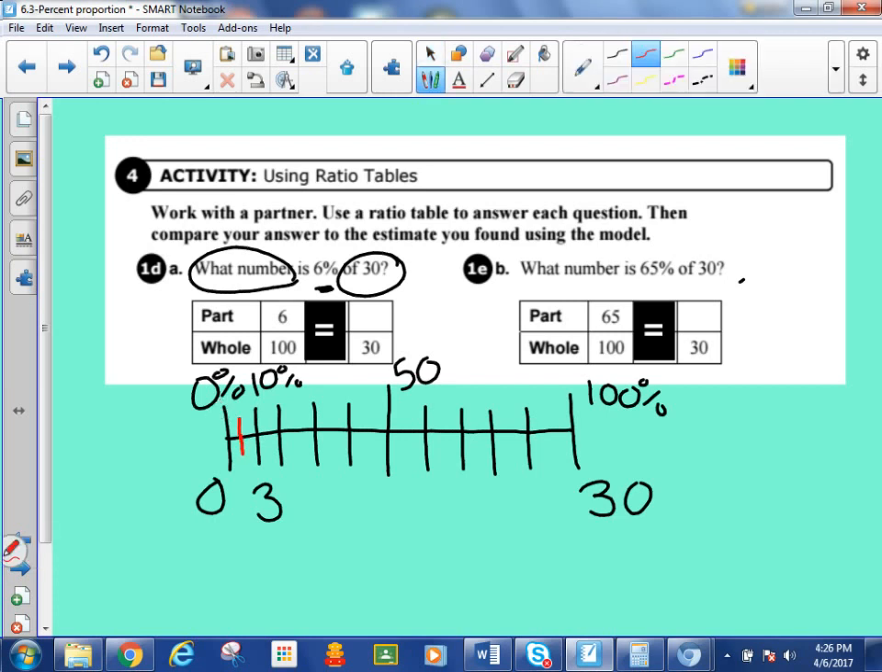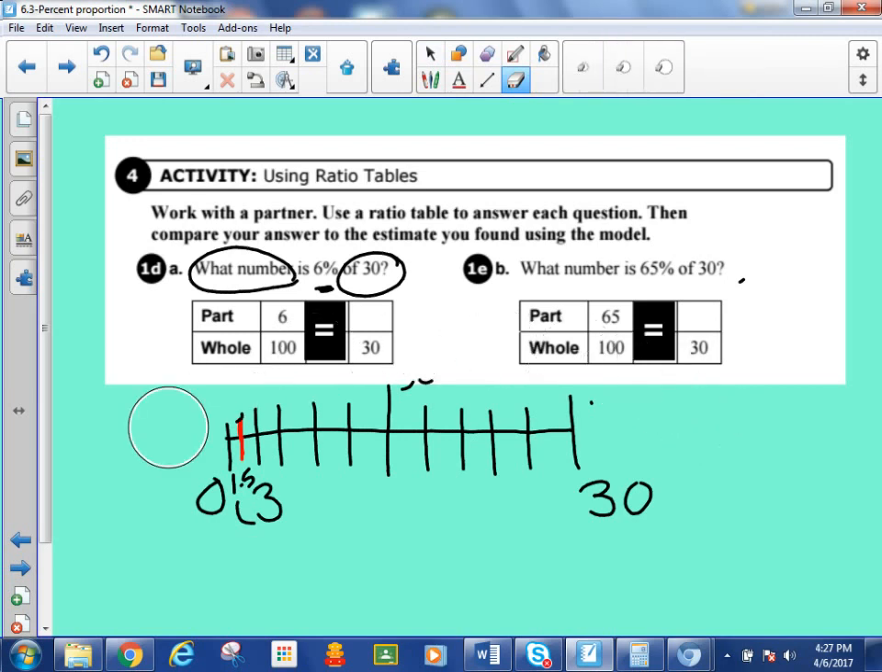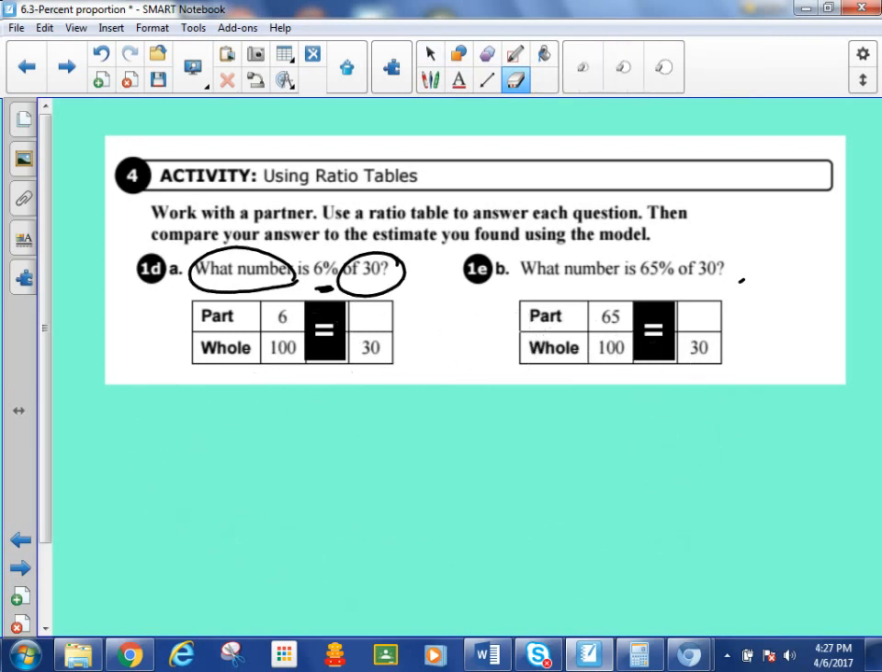I want to figure out what 6% is. So if 10% is 3, like we said, 5% would be about half, so 1.5. So I know my answer is going to be in between 1.5 and 3. And that's about as close as you're going to get with modeling. So you should have some answer like that. And then with my ratio table, I can know exact.